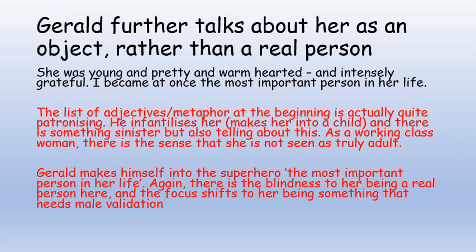Okay, Gerald does the same. Okay, he talks about her as an object rather than a real person. "She was young and pretty and warm-hearted and intensely grateful. I became the most important person in her life." You might pause it and look at those inferences. But think about how he talks about it in quite a sinister, almost grooming way, young, pretty, stuff like that. And he also sees himself as like the superhero, okay? He's an arrogant, rich man, and he's blind to the idea that he thinks because she's poor and he's rich, then all of a sudden she is going to be falling at his feet.